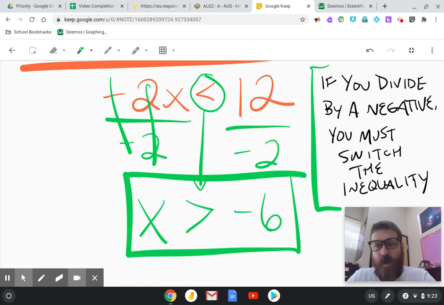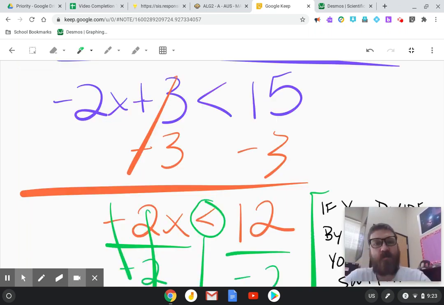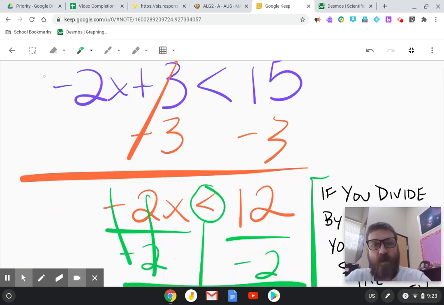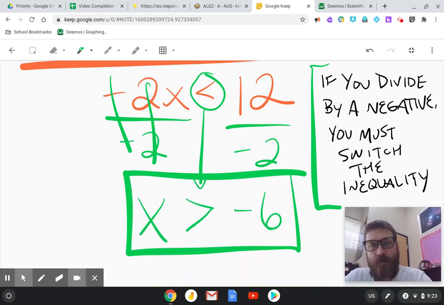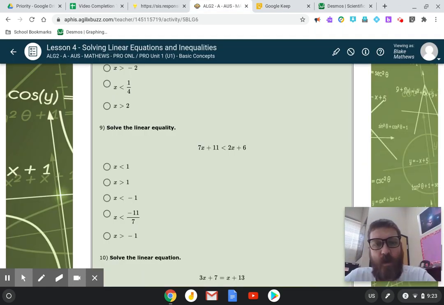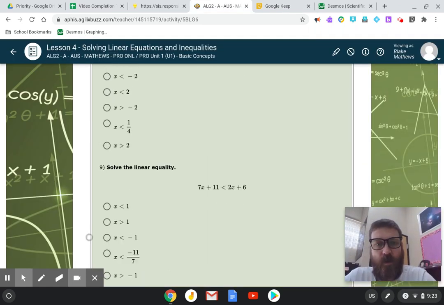So everything else about the process is the same. You still solve using the same methods, but if you get to this step and you divide by a negative, you must switch the inequality sign. So that's the only real unique thing you need to know about inequalities. You're going to work them out the same exact way.